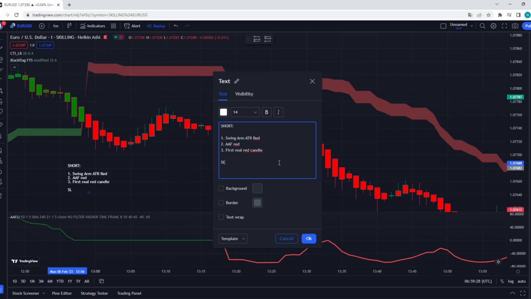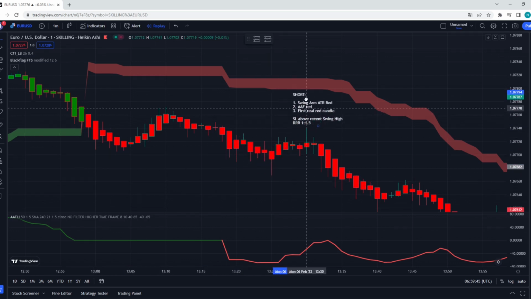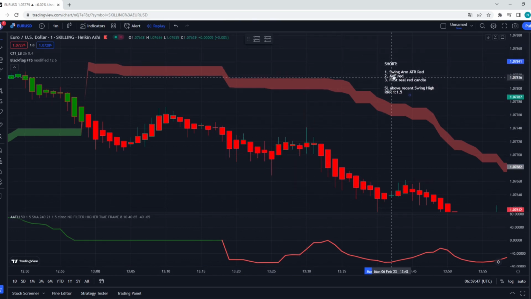So our stop loss will be above the recent swing high, and our risk reward ratio will be 1 to 1.5. So it's basically exactly the same like a long trend, but obviously in the opposite direction. Let's put our strategy over here. And I will show you now a very good example.